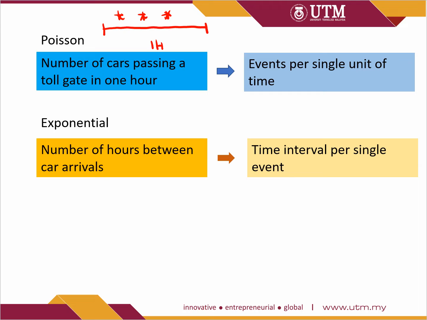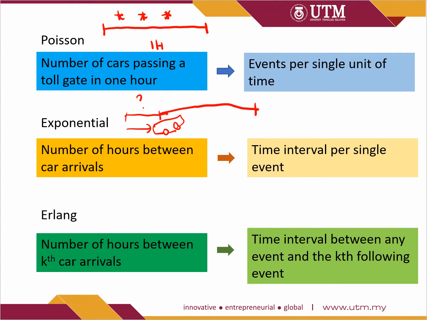And for exponential, we want to find the number of hours between car arrivals, still waiting up until receiving one arrival from the car. So that is exponential. So what is the time taken for a car to arrive at a toll? So for exponential, it is a time interval per single event.